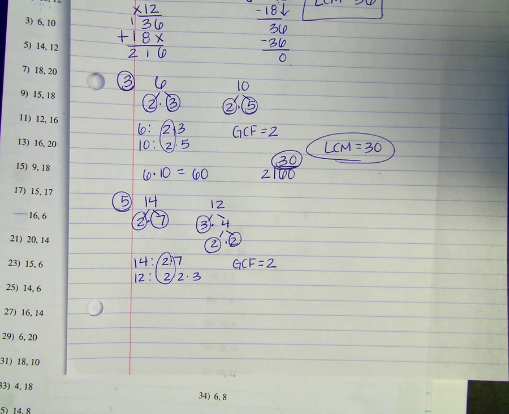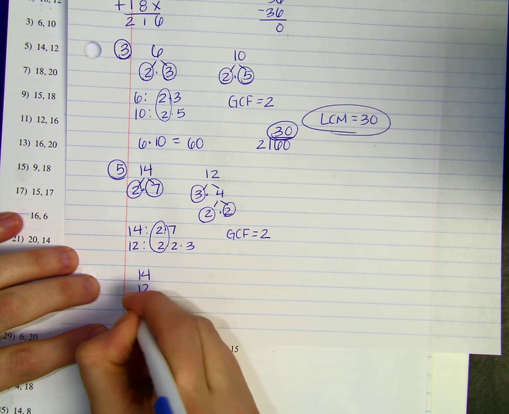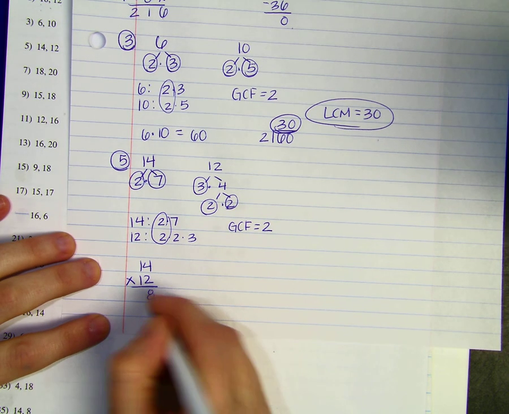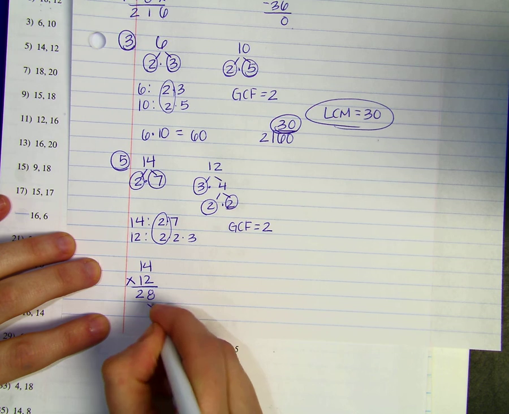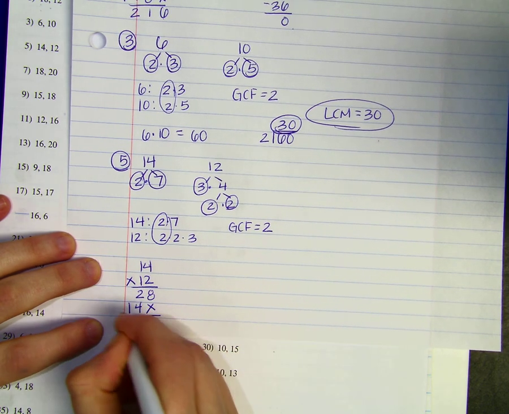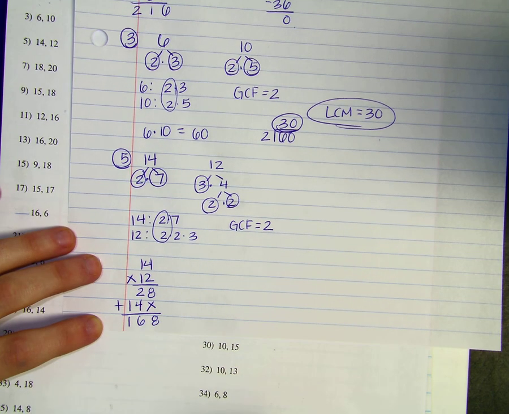Now we take the product of 14 and 12. This is that extra step. The product of 14 and 12. I don't know that off the top of my head, so I'm going to multiply that out. 2 times 4 is 8. 2 times 1 is 2. I need my placeholder. 1 times 4 is 4, and 1 times 1 is 1. We add up, and we get 168.